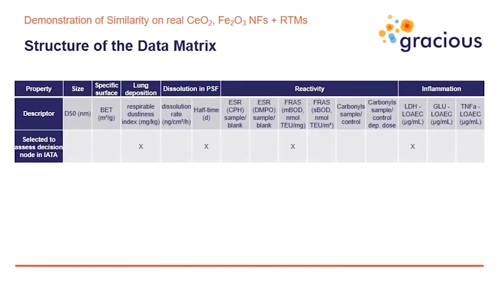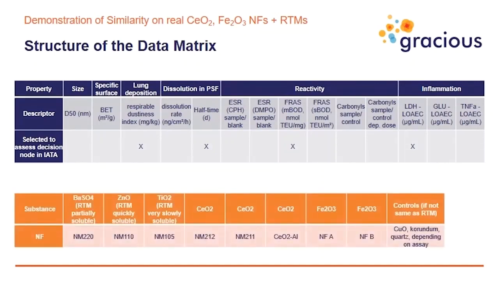This slide shows the structure of the data matrix for a particular hypothesis. It includes properties: size, specific surface, lung deposition, dissolution, reactivity, and inflammation, each with one or more scalar descriptors. For example, for dissolution, we have dissolution rate and half time. We can then use the entire data matrix or only the four properties marked with crosses, which the experts identified as the best ones for this particular hypothesis. Once we have identified the properties, we can apply different similarity methods.